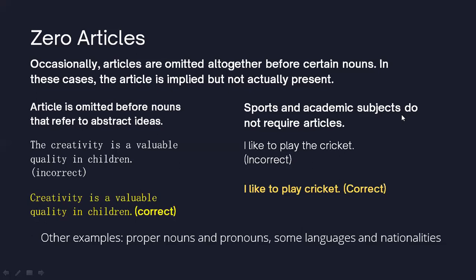We are not using them because it is a rule. We have a rule that says articles should not be used when we are especially referring to abstract ideas and topics such as sports and academic subjects. Right, then there are also other examples, such as proper nouns, pronouns, and some languages and nationalities, that also do not use articles, right? So there are various situations for that. So just know these are the most significant areas that you will have to keep in mind, where you need not use an article when writing.